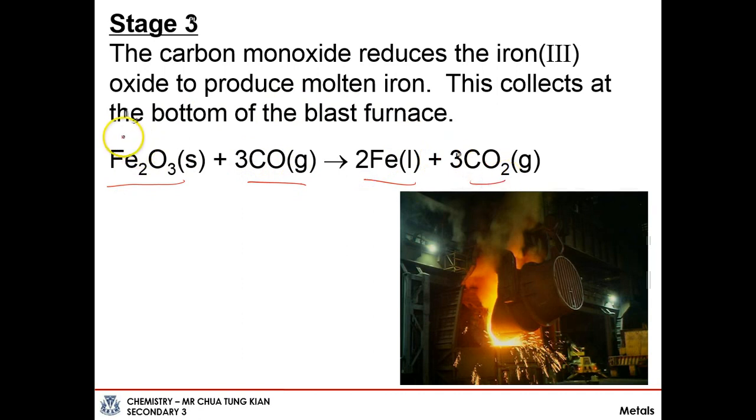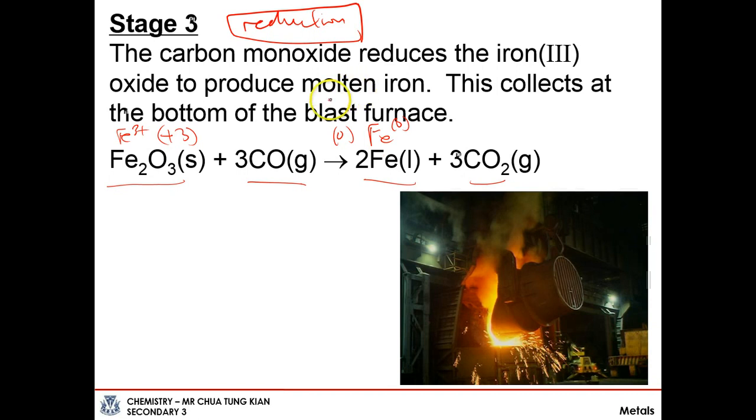So Fe here is Fe3+. Over here is Fe0. So Fe3+ to 0, gaining 3 electrons, is a reduction. So this is a reduction step. Stage 3 is actually the reduction of Fe2O3 into Fe.